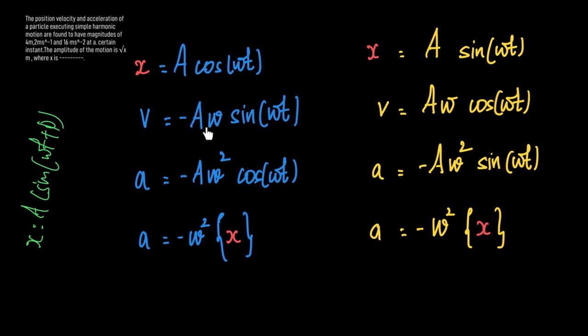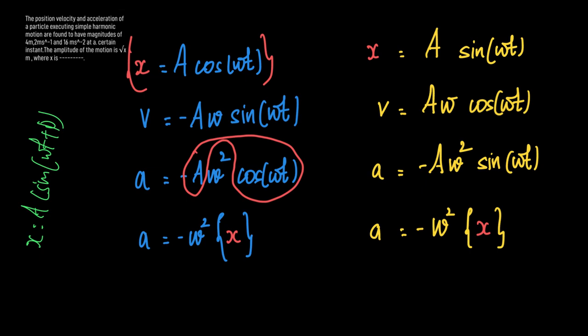Acceleration would be again the derivative of this. The derivative of sine omega t is cos omega t. The derivative of omega t is omega. Omega times omega is omega square, and that becomes minus a omega square cos omega t. Now, what is a cos omega t? A cos omega t is equal to x, and therefore acceleration a is equal to minus omega square times x.